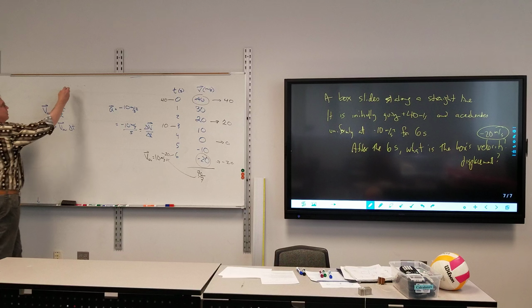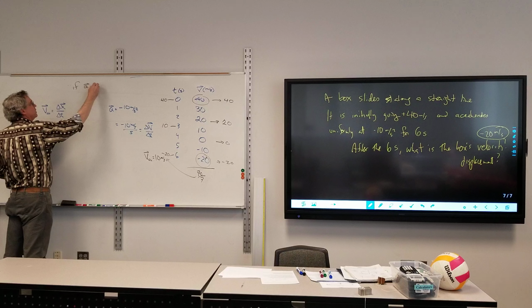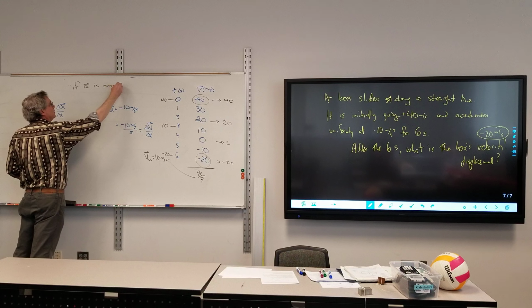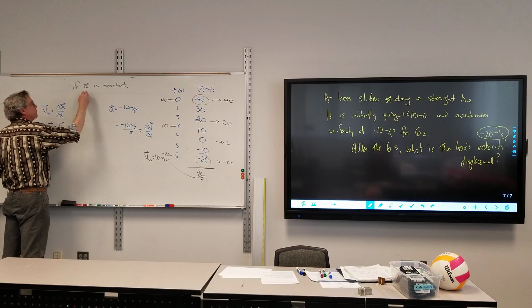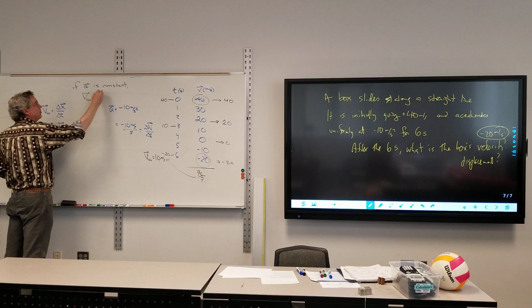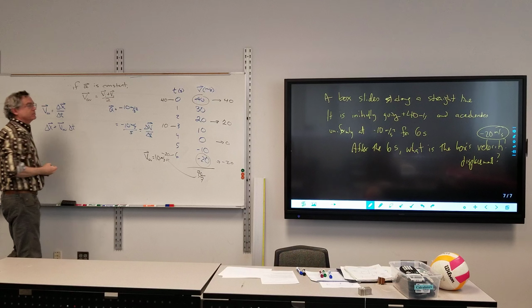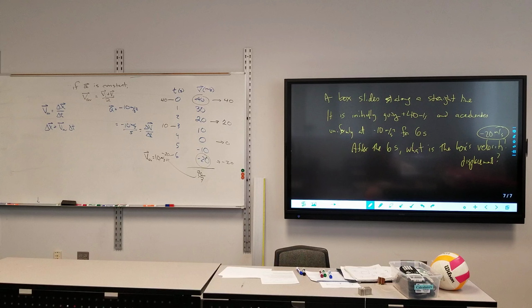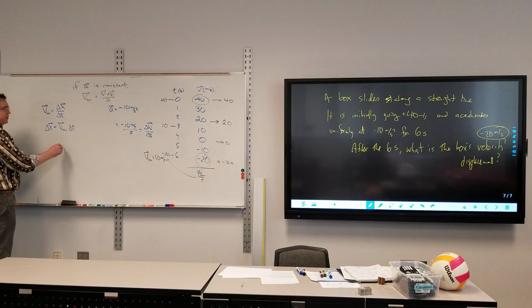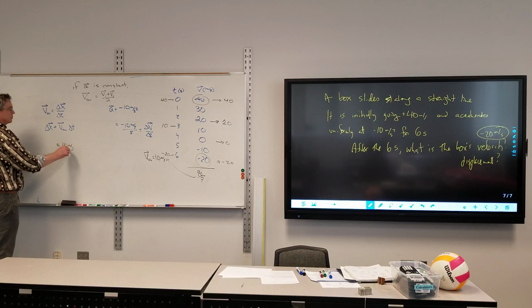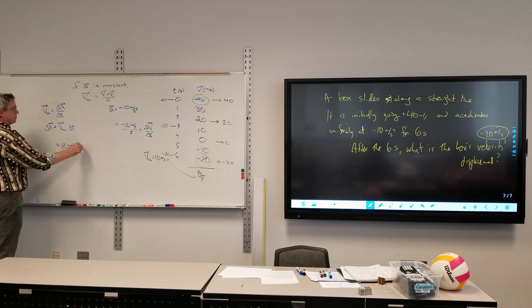So if acceleration is constant, my average velocity can also be found by just taking the first and the last velocities and averaging them. So we've done it 4 different ways, got the exact same answer. If we did not get the exact same answer all 4 ways, then something went wrong. So my displacement is going to be 10 meters per second times 6 seconds.